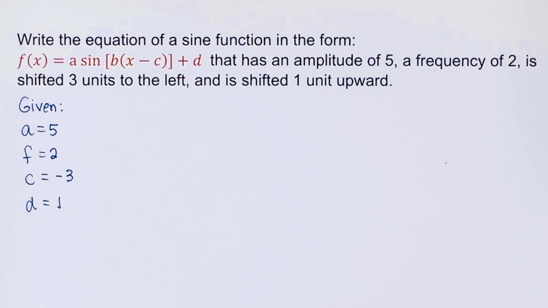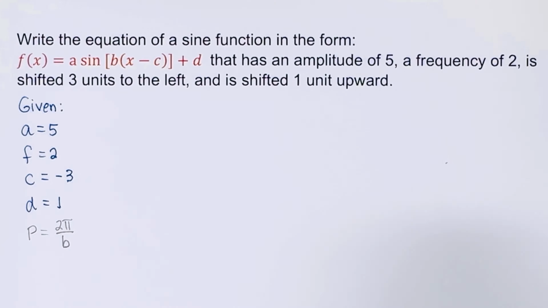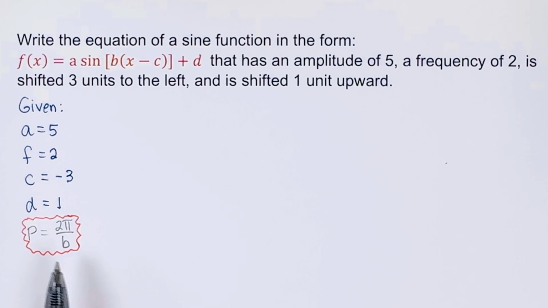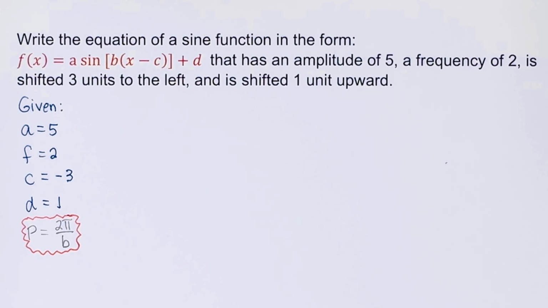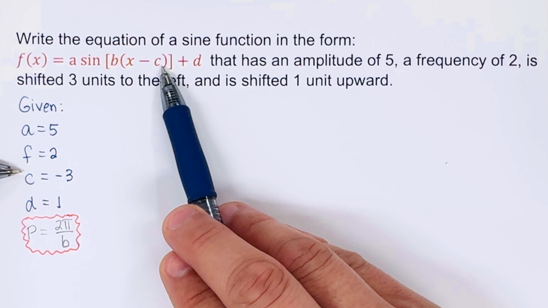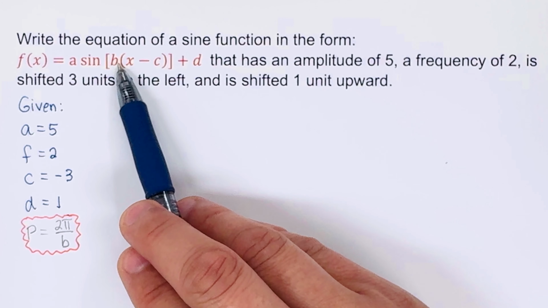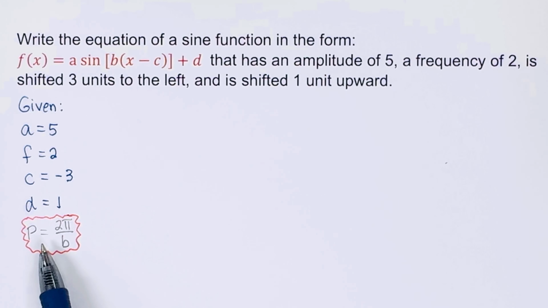Now, please remember the formula for period. So this is the formula for period. We're going to need this to find B. Now, if you notice, we already have most of the parameters that we need. We have A, we already have C, we already have D. So we are missing B, and we're going to use period to find B.